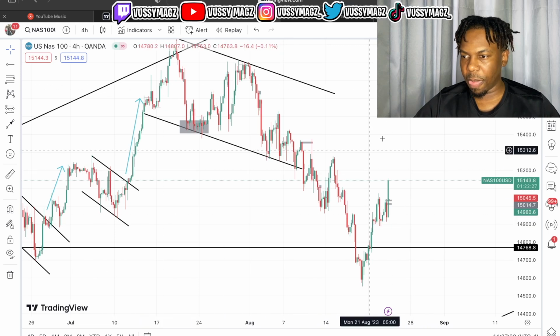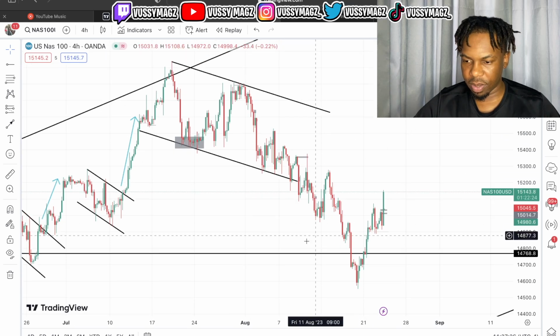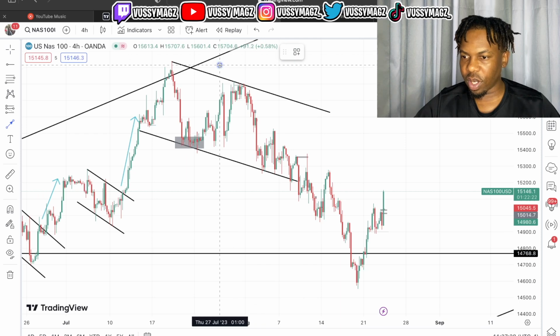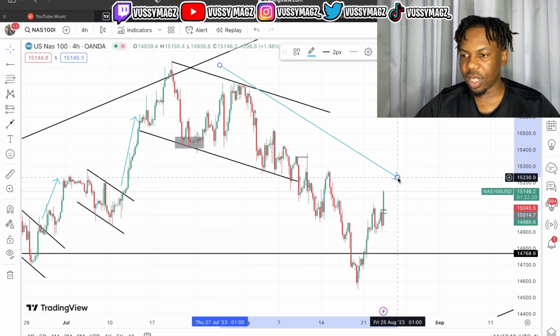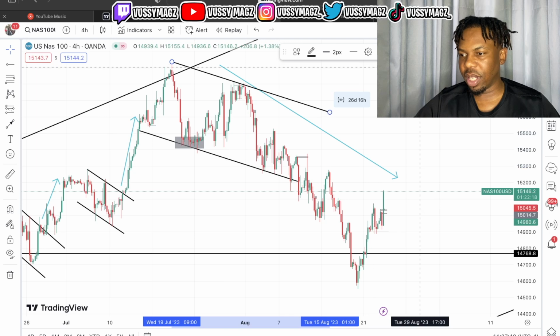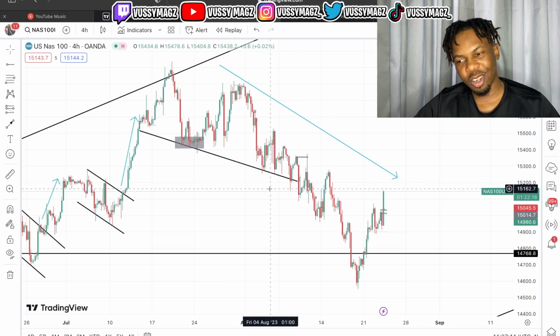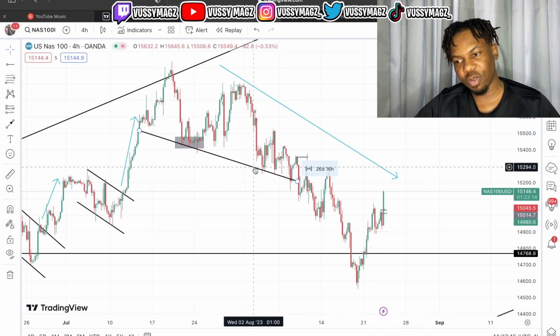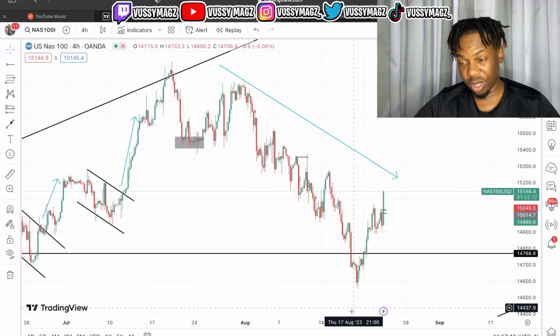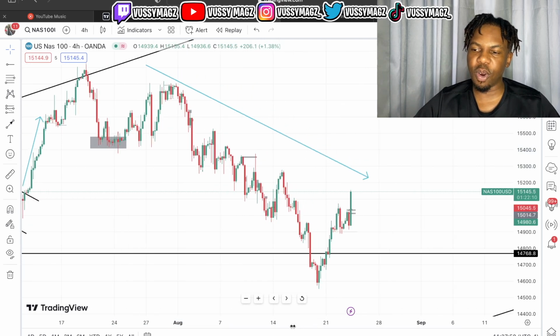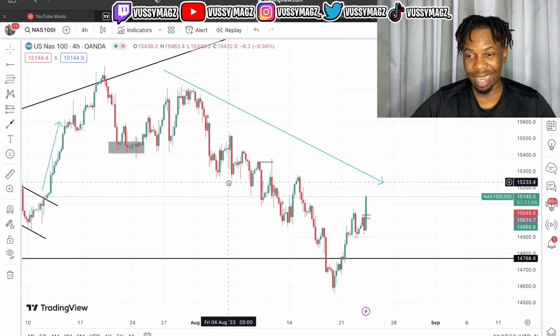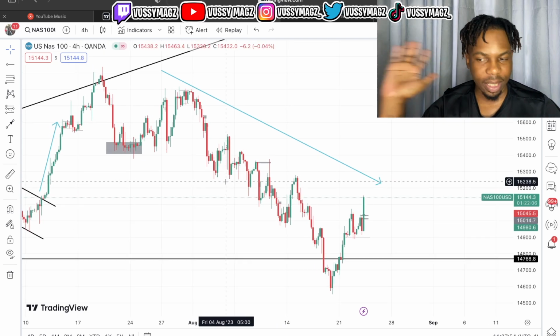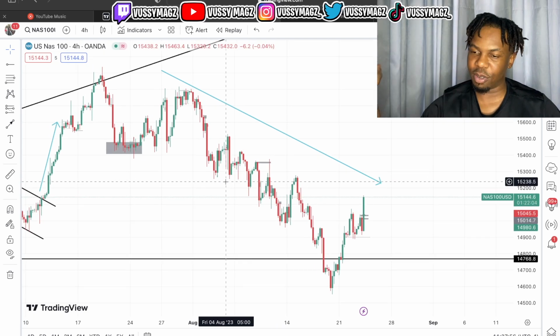So my NAS100, right? You can see this thing is moving downwards. It's a downtrend. So usually when the market is like this, for me, I only look for selling opportunities more than I look for buying opportunities. In fact, I don't really go out looking for buying opportunities unless a setup comes to me, unprovoked. Then I'll consider it.